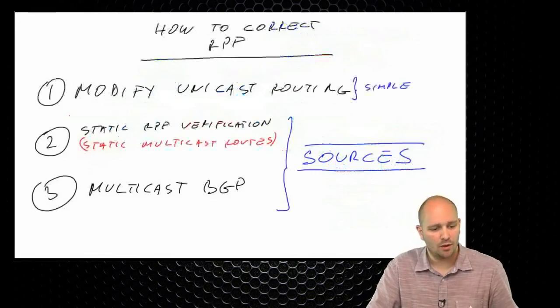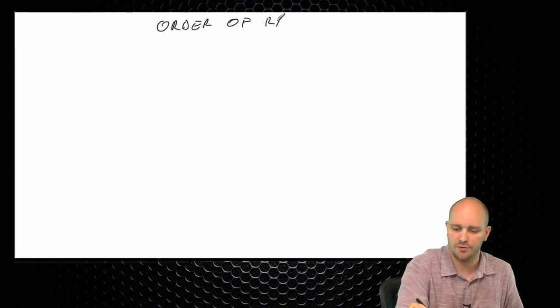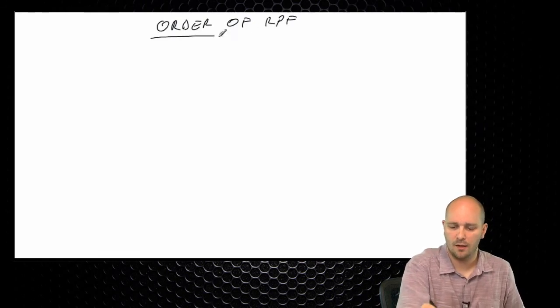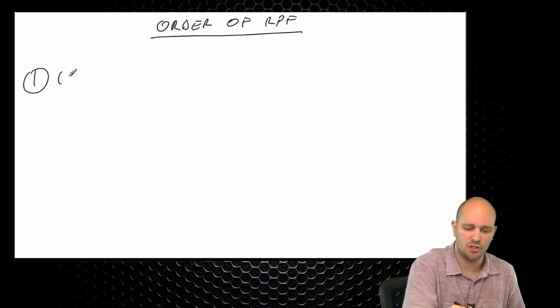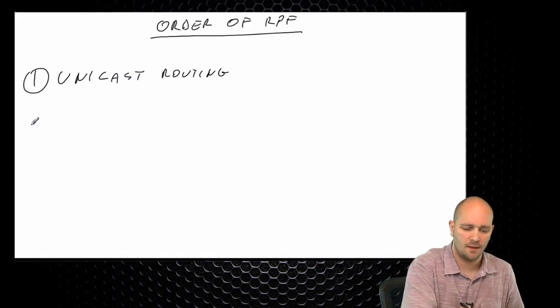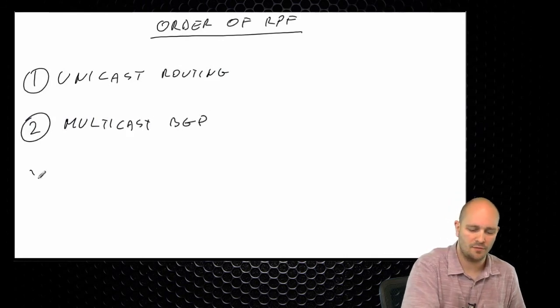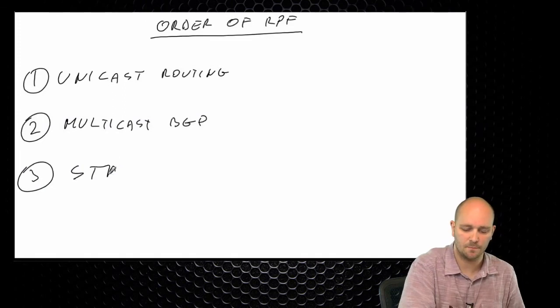But one thing before, I'm not going to use that example now, but the order of RPF verification is as follows. The first thing that is going to be checked is the unicast routing table. Then we are going to have multicast BGP. And third, we are going to have static.